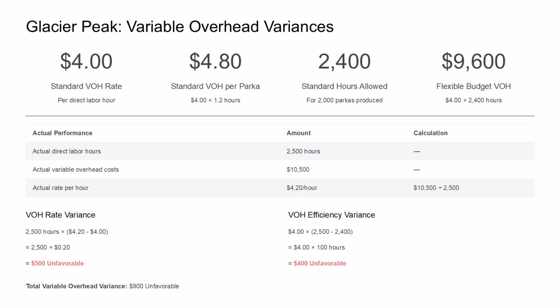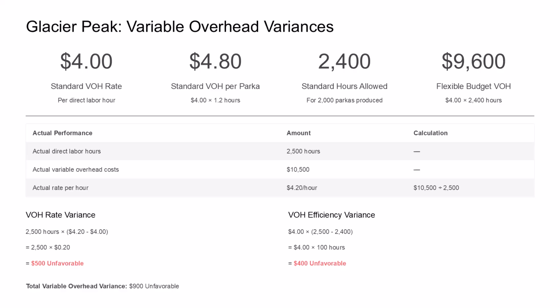Here's what actually happened. Actual direct labor hours were 2,500, same as before. Actual variable overhead costs totaled $10,500. The actual rate per hour is $10,500 divided by 2,500 hours, which equals $4.20 per hour. Now let's calculate. Variable overhead rate variance equals 2,500 hours times ($4.20 minus $4), which equals 2,500 times 20 cents, which equals $500.